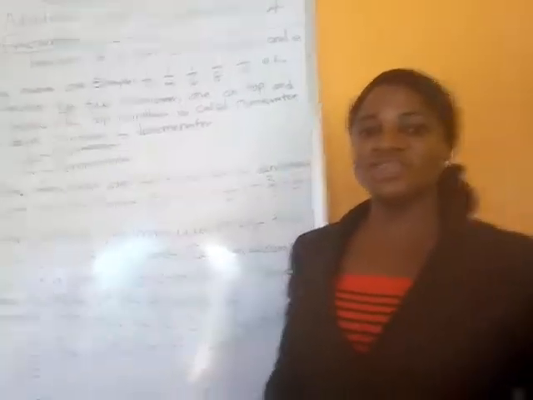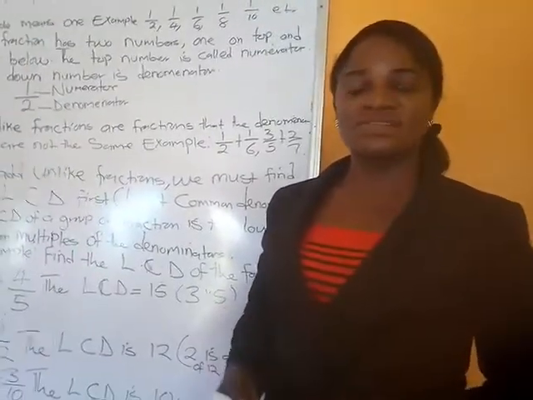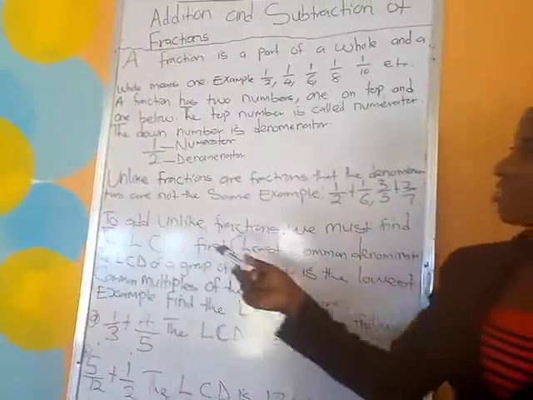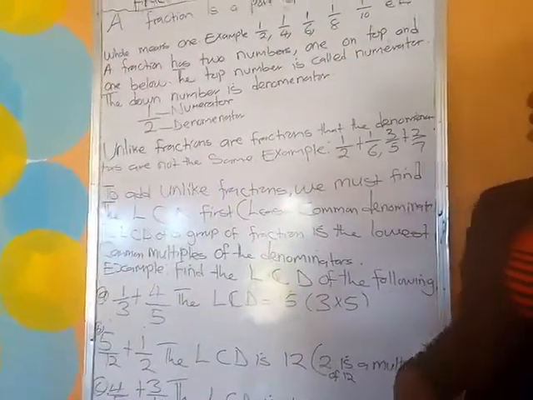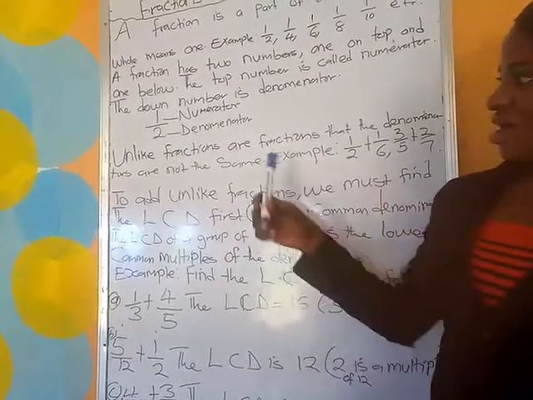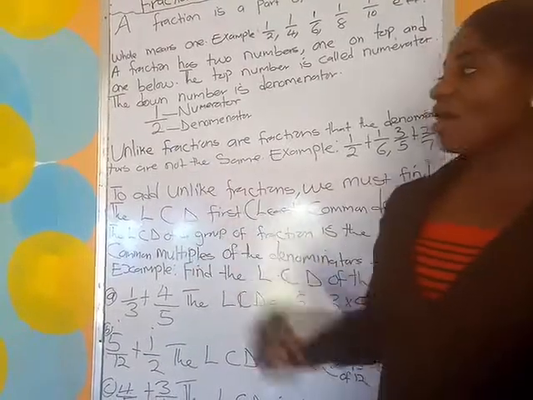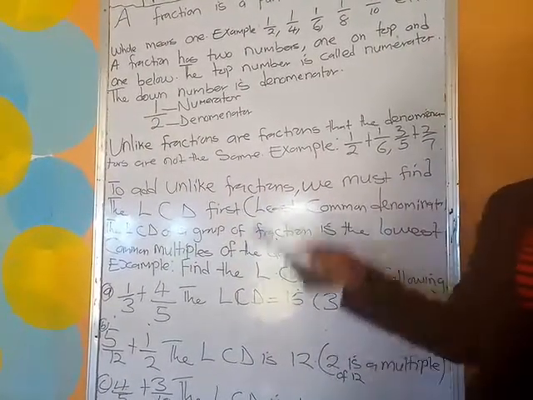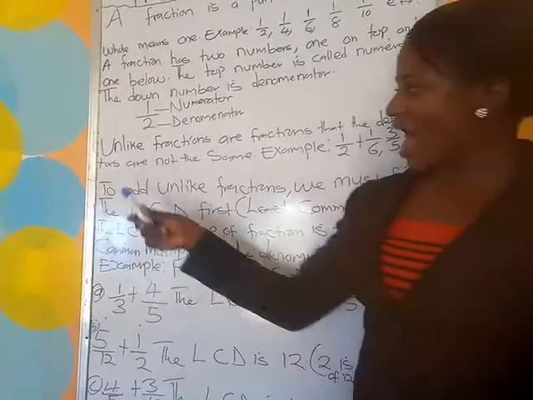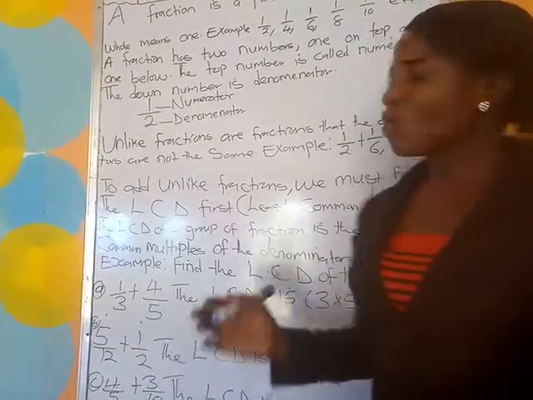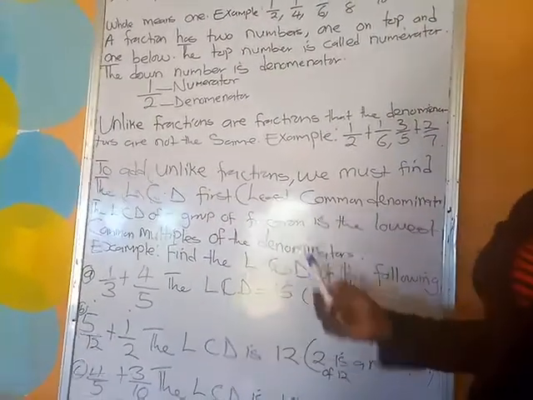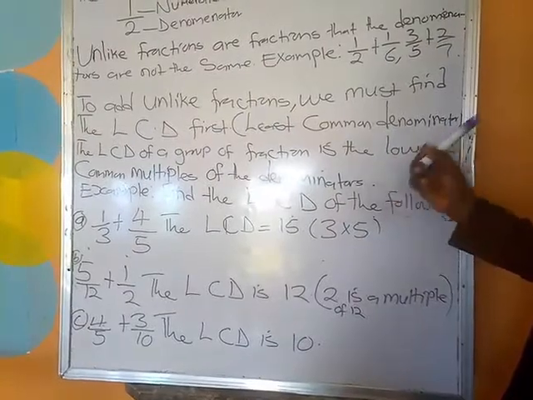I would like you to sing the song and practice it again at home. Okay, to add unlike fractions, we must get the LCD first. As we had in the song, the unlike fractions are the fractions whose denominators are not the same. So to add this type of fraction, we must consider the LCD first. The LCD means least common denominator.